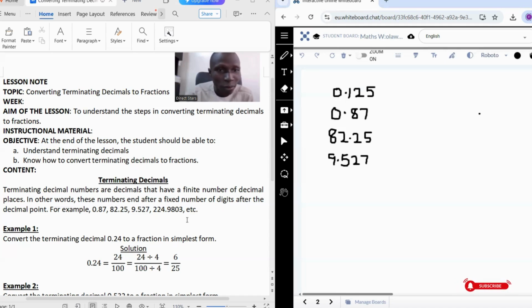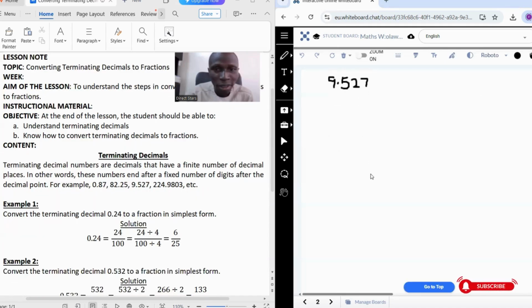So now let's look at the first example. Here we are asked to convert the terminating decimal 0.24 to a fraction in simplest form. Meaning that after converting this terminating decimal to a fraction, we have to put it in its simplest form. Number one, we have 0.24, which is a terminating decimal.